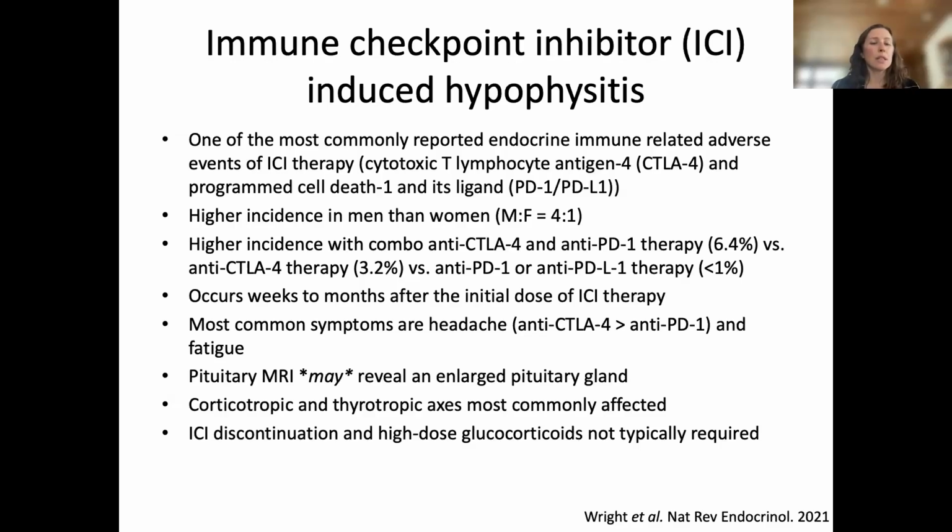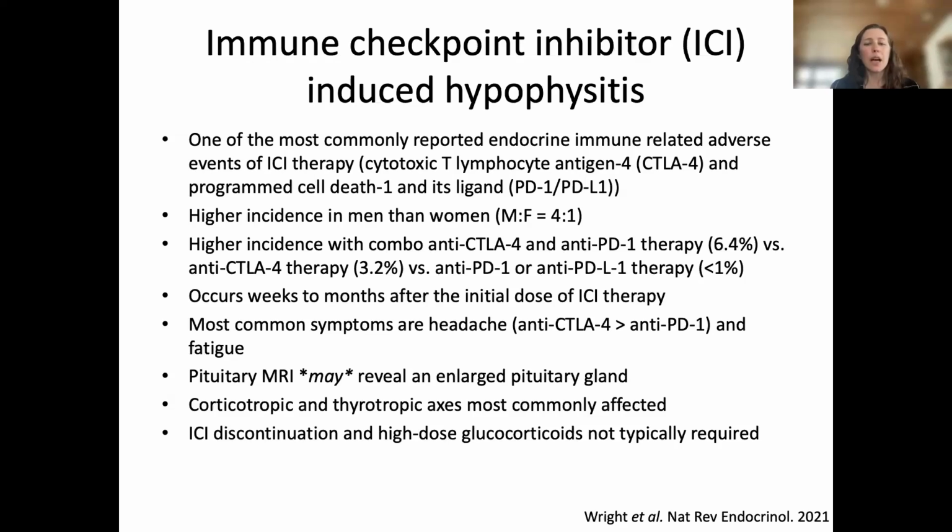It can occur weeks to months after the initial dose of the immune checkpoint inhibitor, although it usually appears in a median time of about 12 weeks after initiation of therapy. The most common symptoms are headache, although headache tends to be less common with the anti-PD-1 therapies, and fatigue. The pituitary MRI may reveal an enlarged pituitary gland, but importantly, normal brain imaging does not rule out hypophysitis, especially if the initial insult was weeks ago and you're just catching the MRI now. The corticotroph and thyrotropic axes are the most commonly affected.